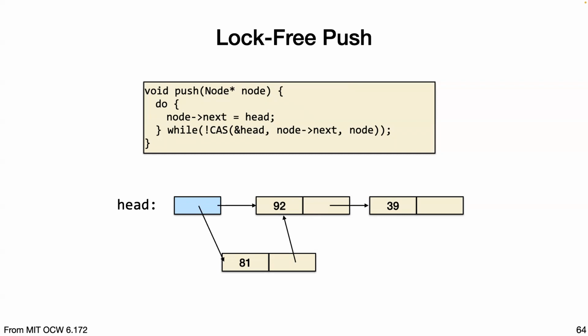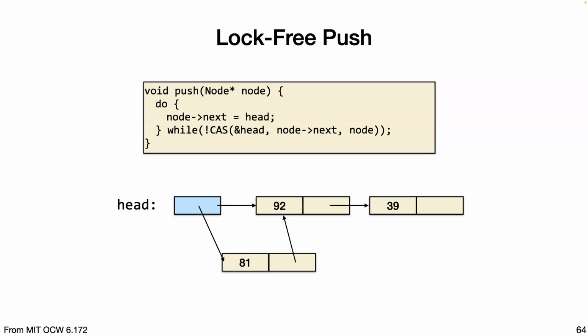And in this CAS, the X value is now a pointer to the head. The old value is node next, which is what the previous head was. And the thing that you're trying to swap in is the current node that you're trying to push on. So if this CAS is successful, it means that nobody swapped out.